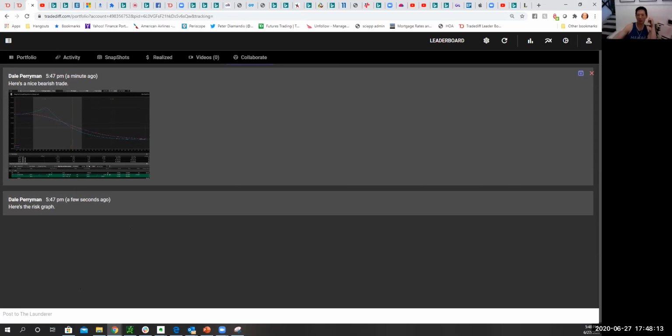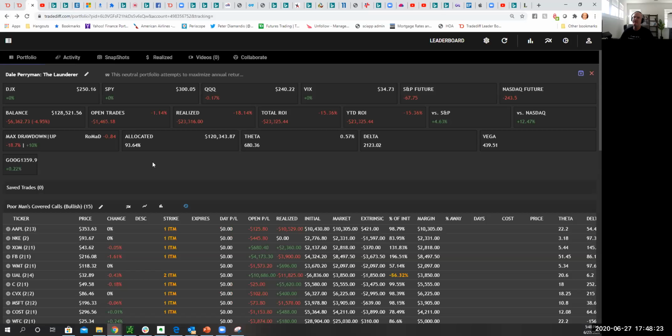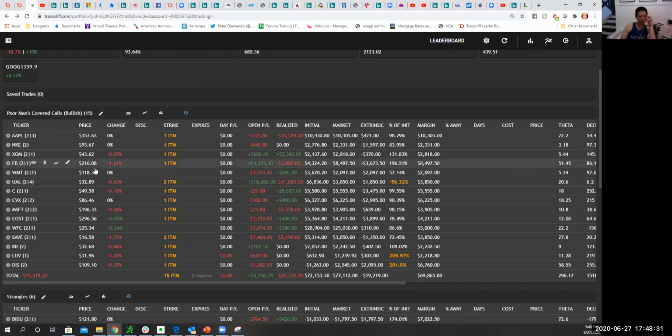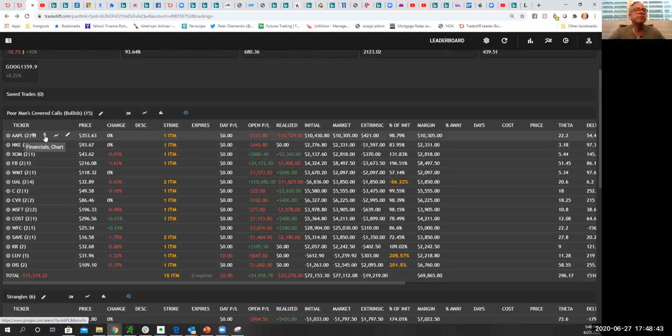So can we try something, Dale? I want to show you something real quick. Go back to the main portfolio view, the launderer. Hover over one of those rows and click on the chain link, the hover button. Go to the right a little bit, left one. Right there. It's kind of messed up, I've got to fix that. I'm fixing that today actually.